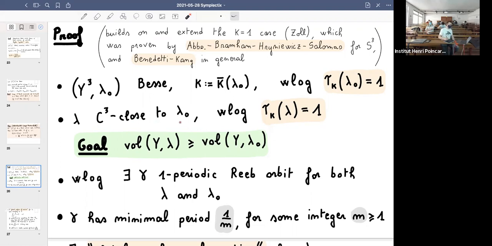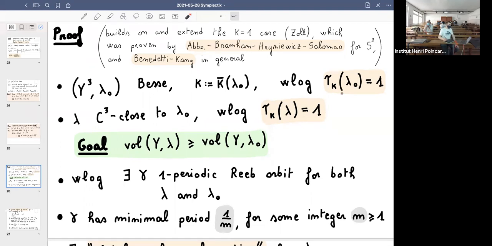So I have this lambda, which is C3 close to lambda 0, and without loss of generality, meaning up to rescaling it with a constant that's close to 1, I can assume that K of this lambda is also equal to 1. I'm already using a little bit of information about Besse contact manifolds here. It's just the fact that the Besse contact manifold has regular orbits that have common period, and the orbits that have smaller period are isolated non-degenerate closed Reeb orbits, thanks to the Morse-Bott property that I mentioned before, for instance.